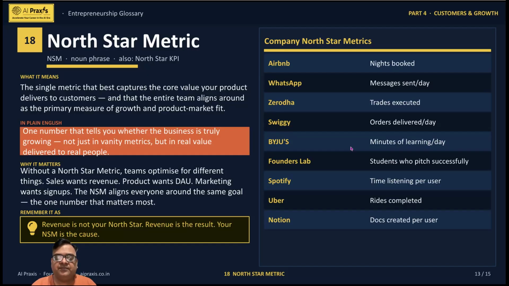Now, look at examples. Airbnb, nights booked. WhatsApp, messages sent. Swiggy, orders delivered. Uber, rides completed. Spotify, time spent listening. Founders Lab, students pitching successfully. Now, these metrics reflect real value delivered. So, your North Star metric is the heartbeat of your business.